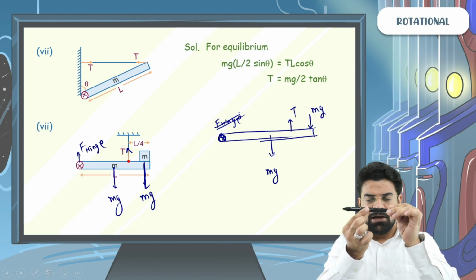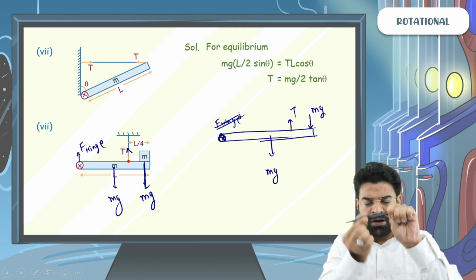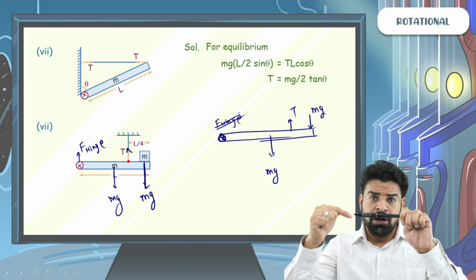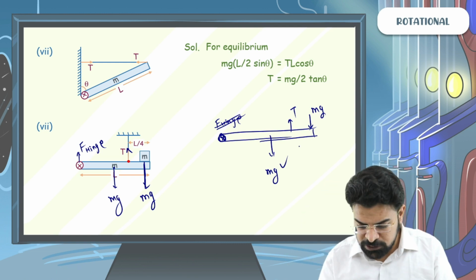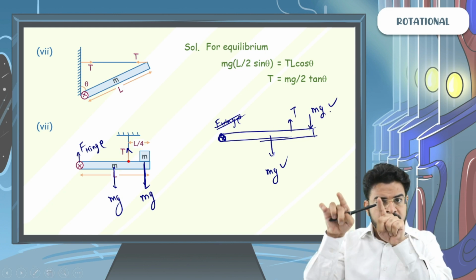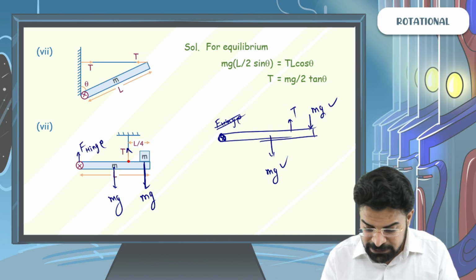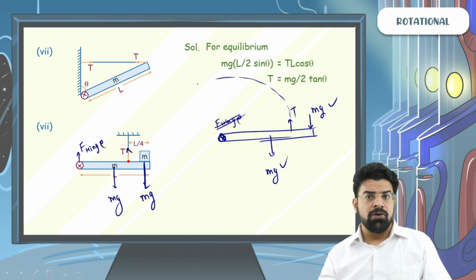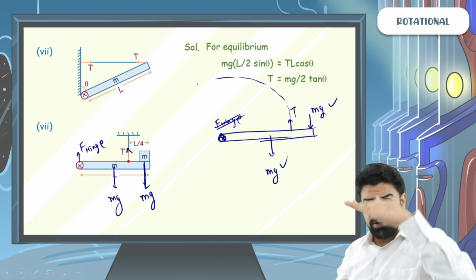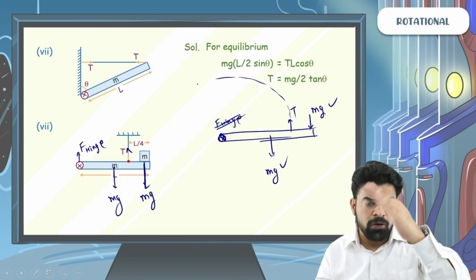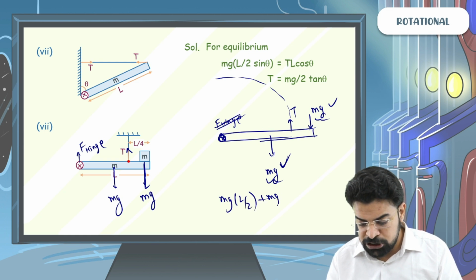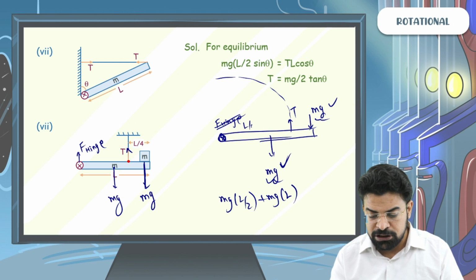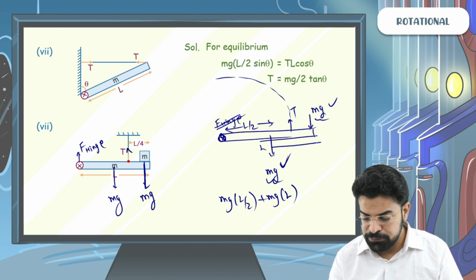Now visualize that due to its own weight, the rod tries to turn clockwise. Due to the weight of the block placed above, it also tries to go clockwise. So due to this force mg, both the forces are trying to turn it clockwise, while this tension is trying to turn it anti-clockwise. If the rod is in equilibrium, then the clockwise torque has to be equal to the anti-clockwise torque. The clockwise torque, because of these two forces, will be mg into L by 2 plus mg into L, because their lines of action are at distances L by 2 and L.